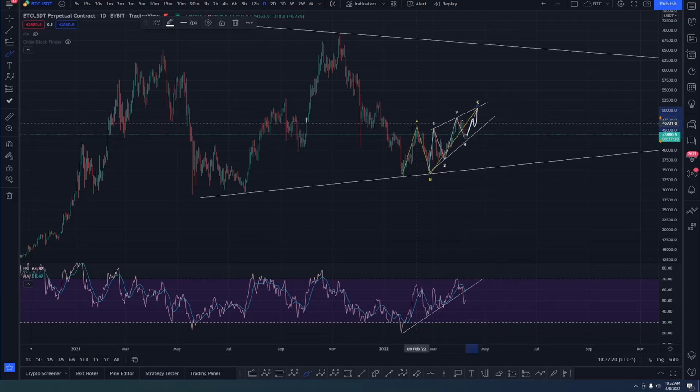It could respect this trend line. It could throw it over, and then we would expect to move back down to the downside. That's what we would expect if my analysis of this wave structure is correct. If something happens and makes me change my mind on what I think the wave structure is, I'll let you know.